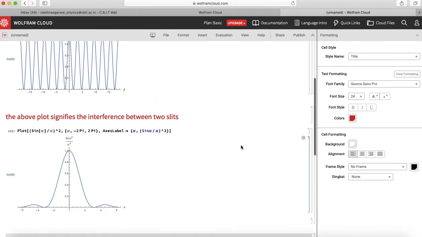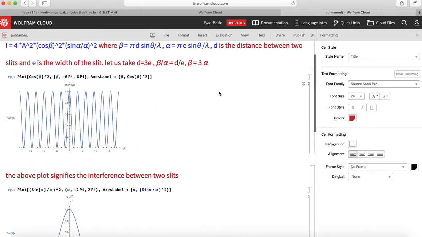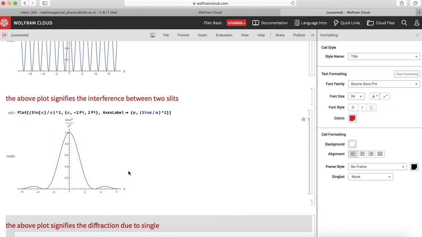So we saw that one term in diffraction due to double slit signifies the interference between two slits, and another term signifies the diffraction due to single slit. So basically the diffraction due to double slit is a combination of interference and diffraction.